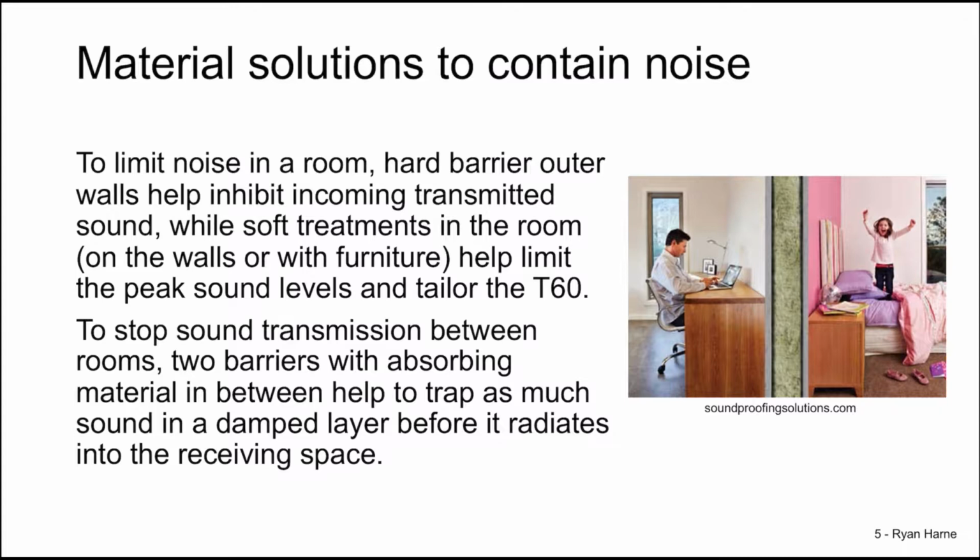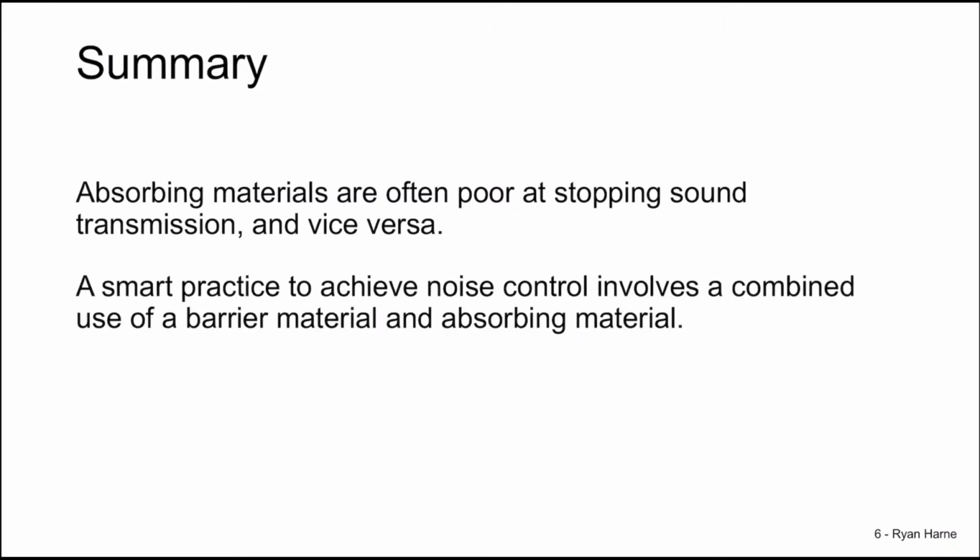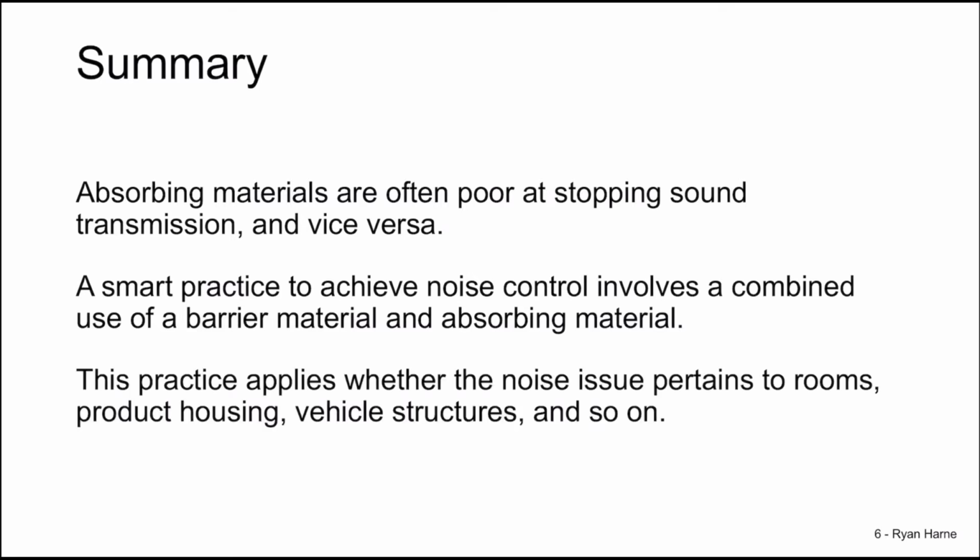This practice is not only used for building construction design, it's also used to tailor sound in aircraft, vehicles, and for a wide variety of products where noise is otherwise a concern without treatment. So let's summarize what we've learned. Absorbing materials are oftentimes poor to stop sound, while barrier materials are oftentimes poor to absorb sound. But a good practice to achieve noise control will combine the use of a barrier material and an absorbing material in tandem. This practice is relevant whether we're talking about the design of rooms, consumer products, vehicles, and much more.